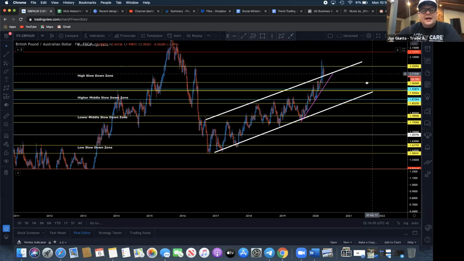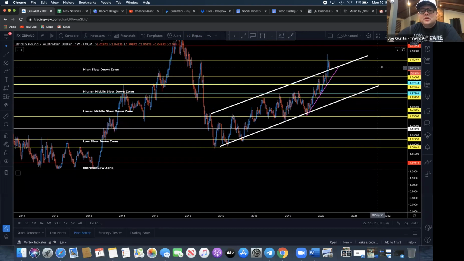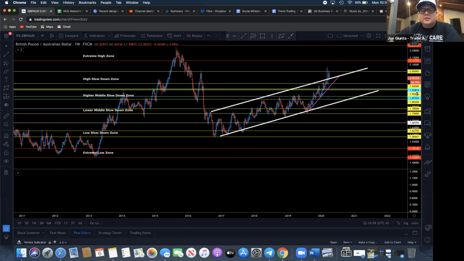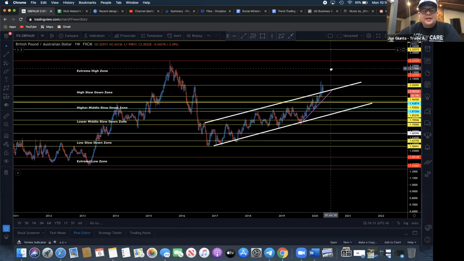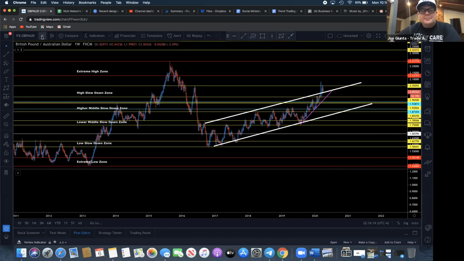Again, if you're new to the class, I want to show you this because it's powerful. I want you to look at the bigger picture here. First of all, we're doing top-down analysis, right? So we're looking at the weekly chart. Every one of these candles is a week. That's beginner class for you.